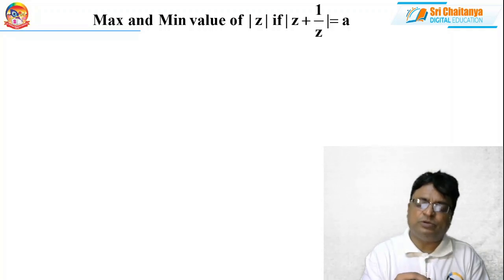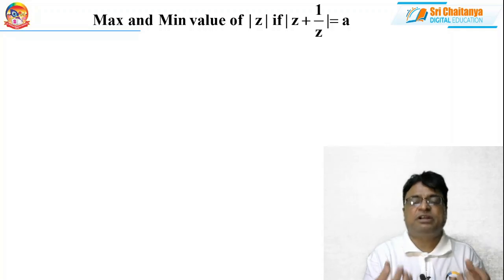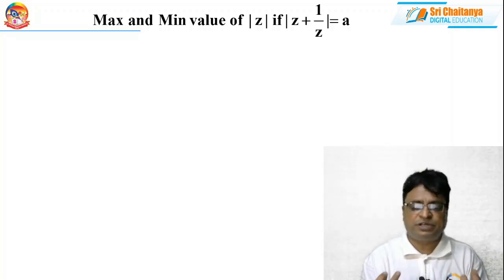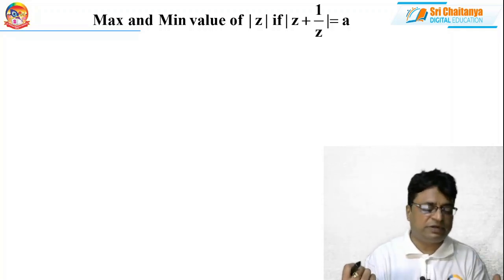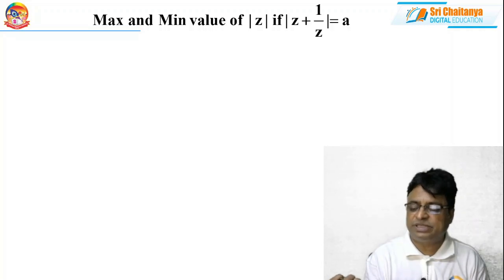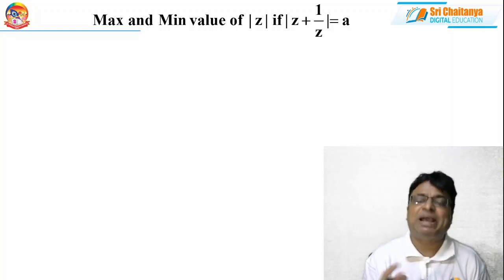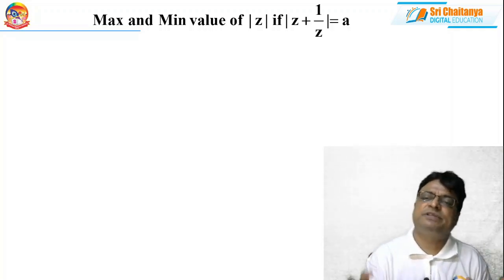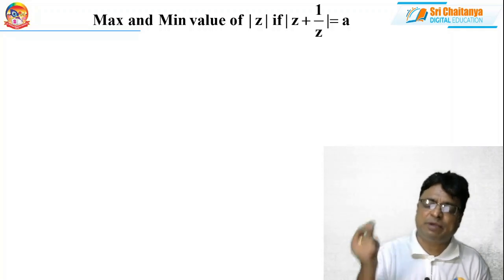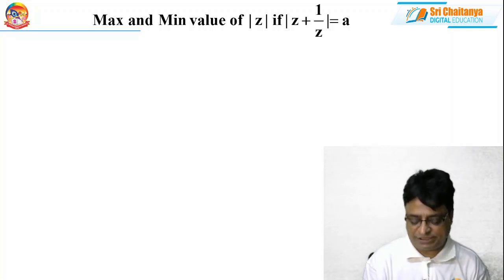And you put those values one by one in the given function and find the functional values. Among all those functional values, you take the least one and the greatest one. The least one gives the least value and the greatest one gives the greatest value. This is the basic funda of finding maxima and minima. Since here maxima and minima are nothing but the greatest and least values of mod z, if mod of z plus 1 by z is equal to a is given, I am applying the differentiation concept in finding the values for mod z.